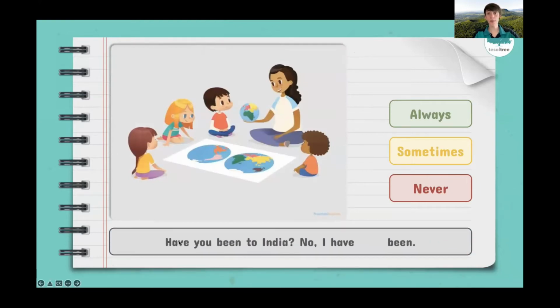Have you been to India? No, I have never been. If we want to say no, 0 times, do we say always, sometimes, or never? To say 0 times, we say never. Let's read the sentence together. Are you ready? 3, 2, 1. Have you been to India? No, I have never been.